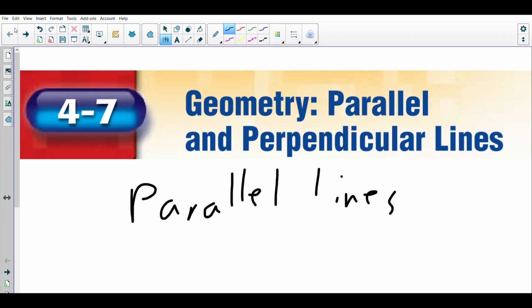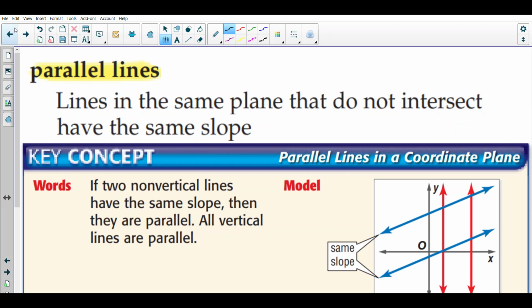So parallel lines are lines in the same plane that do not intersect and have the same slope. So in algebra terms, what we're looking at is same slope. That's the key to this part of the section. So when we hear the word parallel in algebra, we think same slope. So when they give us the slope, we use that exact same slope. So concept, if two non-vertical lines have the same slope, then they're parallel. All vertical lines are parallel.